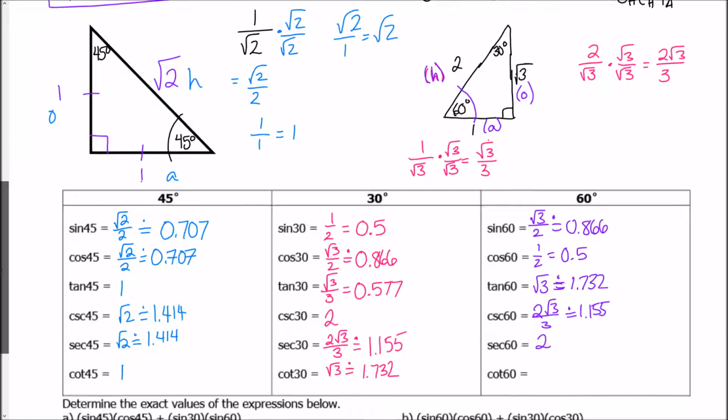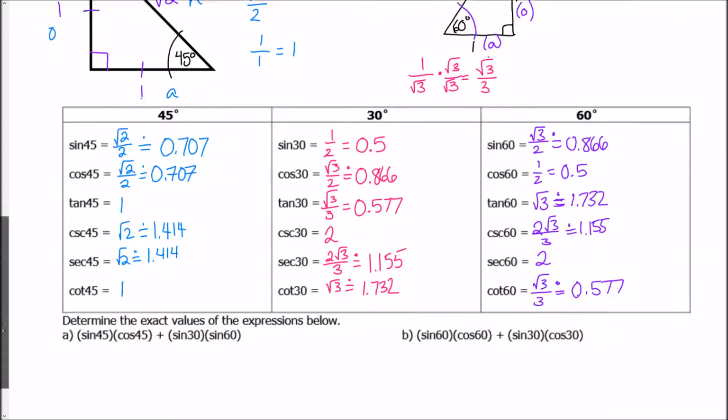And then lastly, for cotangent of 60, I want to do adjacent over opposite. So I would do 1 over root 3. And then we multiplied by root 3 over root 3 to rationalize the denominator. So we get root 3 over 3, which we figured out is approximately 0.577. Now, if you notice, there's a lot of relationships between 30 and 60 degree trigonometric ratios. Think about those relationships, and we'll talk about it next time we have class together.